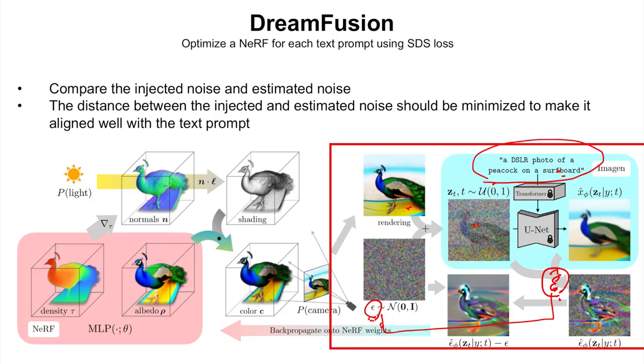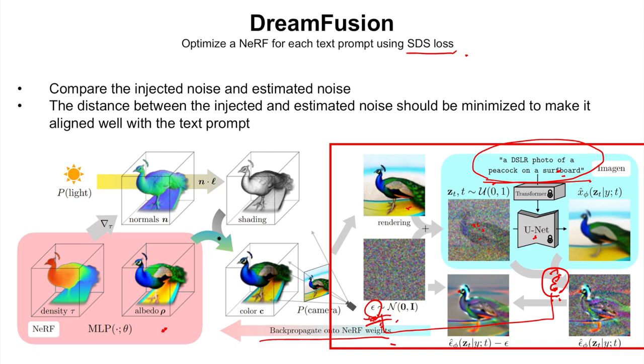This shows the SDS loss. If the image is well aligned with the text prompt, then, because this denoising network is trained enough, the estimated epsilon hat might be very close to the injected epsilon. That is the motivation of this SDS loss function. So we minimize the distance between the estimated epsilon and epsilon, and then we get the gradient from this loss function, and we backpropagate that gradient to the MLPs in NeRF. That is the main philosophy of the SDS loss function.